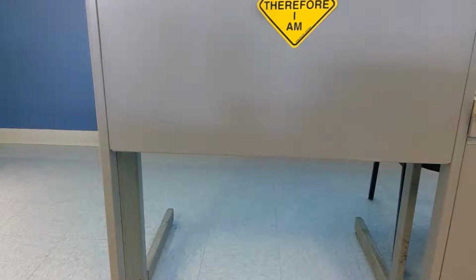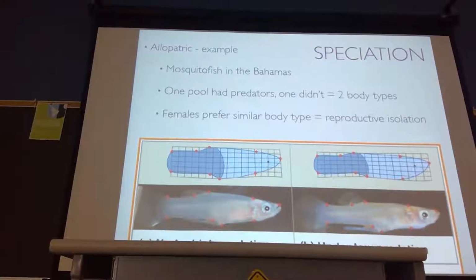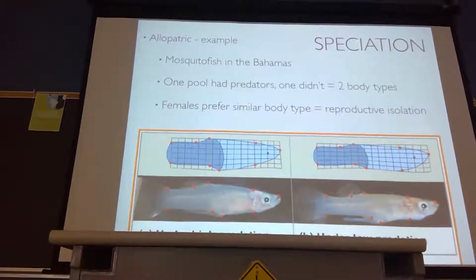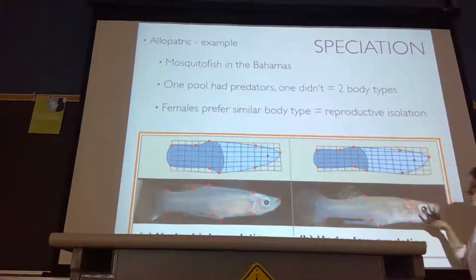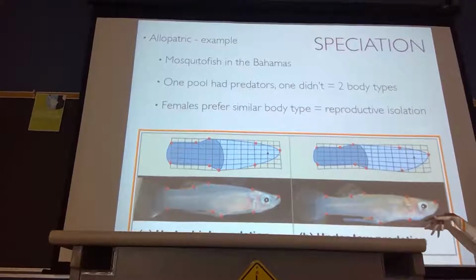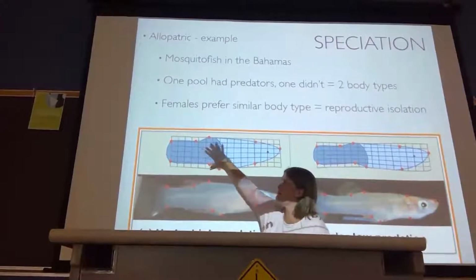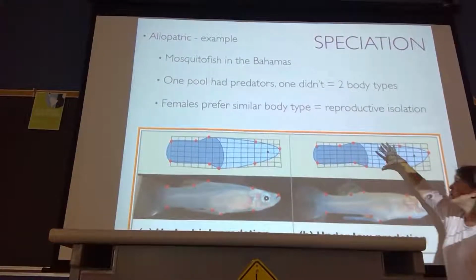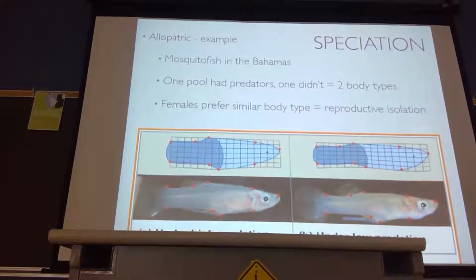A nice example of allopatric speciation are these little mosquito fish in the Bahamas. They were once one species, and they lived in one big pool, and then the pool kind of dried out, and you got these two different little ponds. In one of the pools, there were predatory fish for these little mosquito fish, and in the other pool, there weren't the same predatory fish or birds for these organisms. And so what we found was that in the pool that had predators, they started to develop a different body style, one that was more muscular and stout, so that they would have more muscles to escape their predators, than in the pool that didn't have a predator, which got this kind of slender, more torpedo, lozenge-shaped body style.